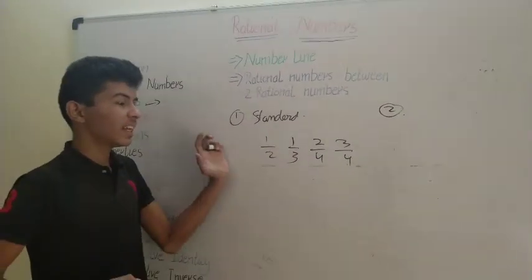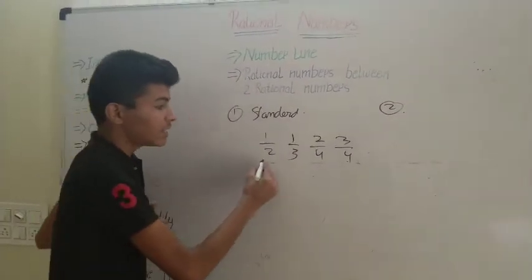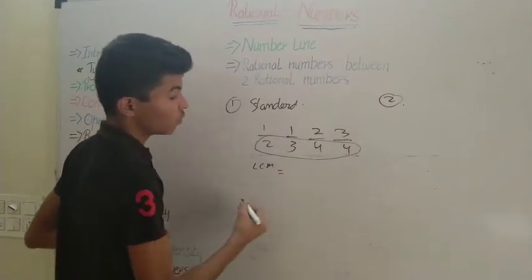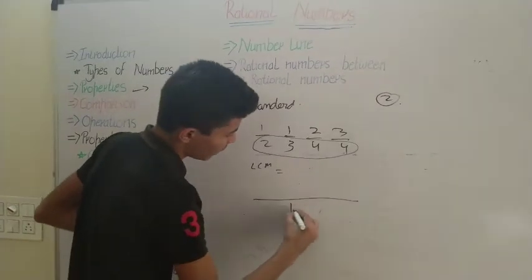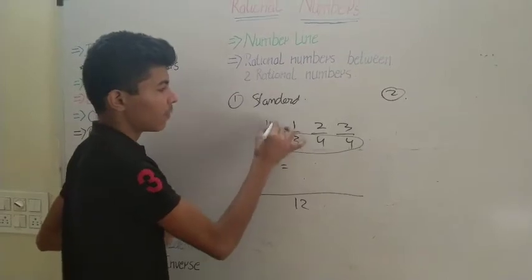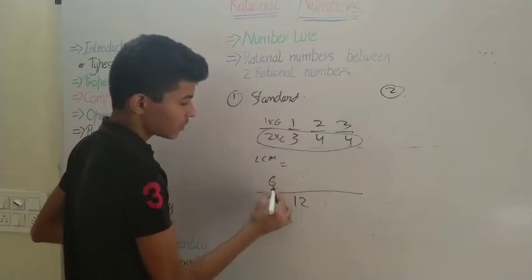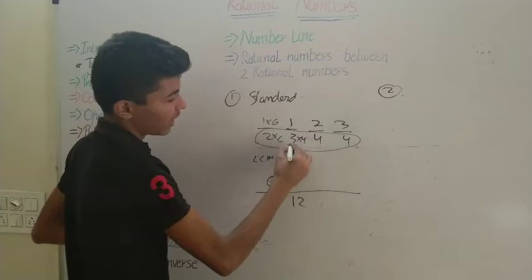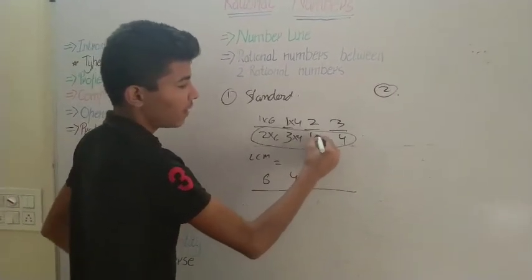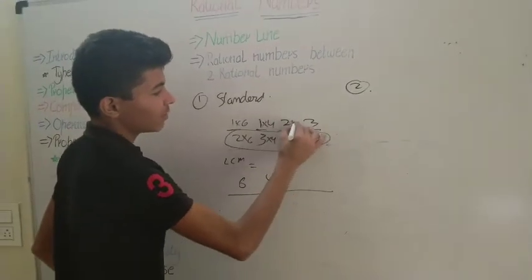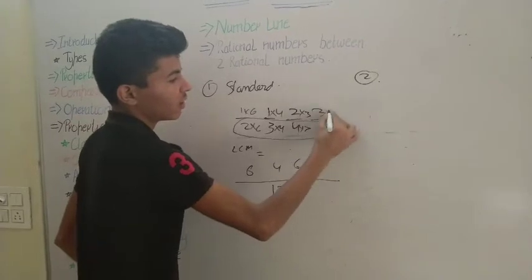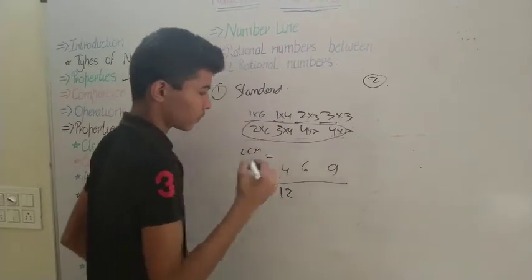So what you have to do in the standard approach is take the LCM of the denominators. So LCM is equal to 12. We take 12, and we have to multiply 2 by 6 to get this. So multiplying 1 by 6 we get 6. Then multiply 4 by 3 to get 12. Then multiplying 1 by 4 we get 4. Then multiply 3 by 3 to get 12, and multiply 2 by 3, that is 6. And multiply this by 3 to get 9.